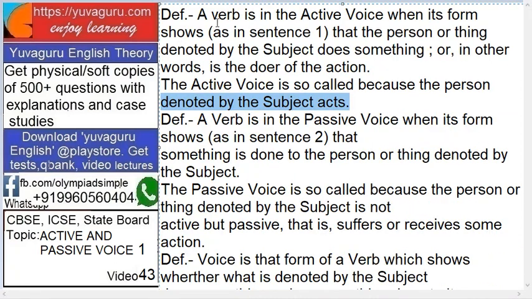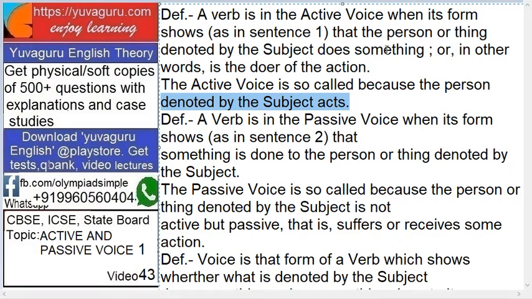So now we come to the definition of active and passive. See this, a verb is in the active voice. Remember, always a verb is in the active voice. Other nouns and anything, it's nothing to do with that. That's why it's always said the verb is a very important word in the sentence. A verb is in the active voice when its form shows, as in sentence 1, Rama helps Hari, that the person or thing denoted by the subject does something. So the subject does something.